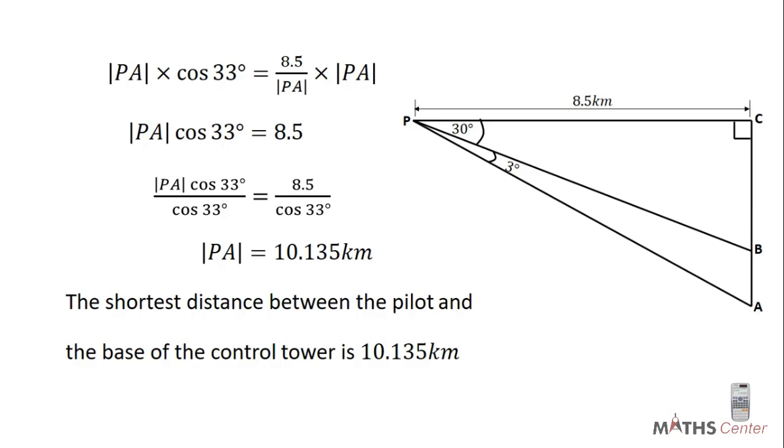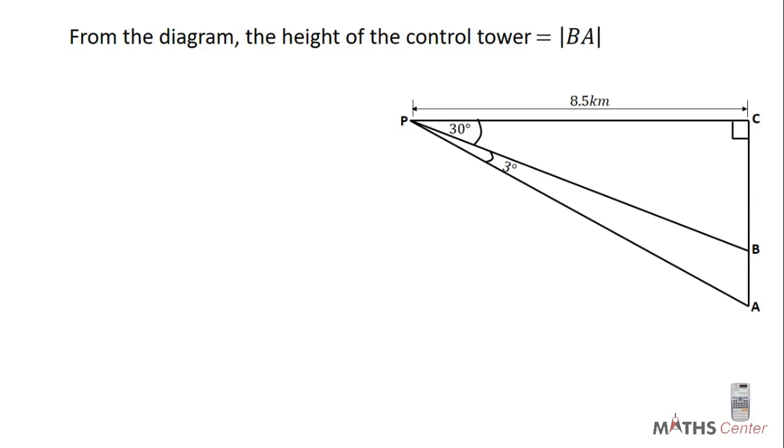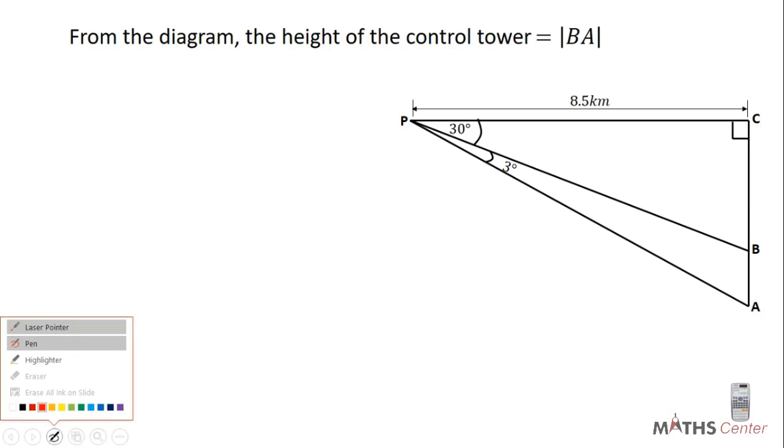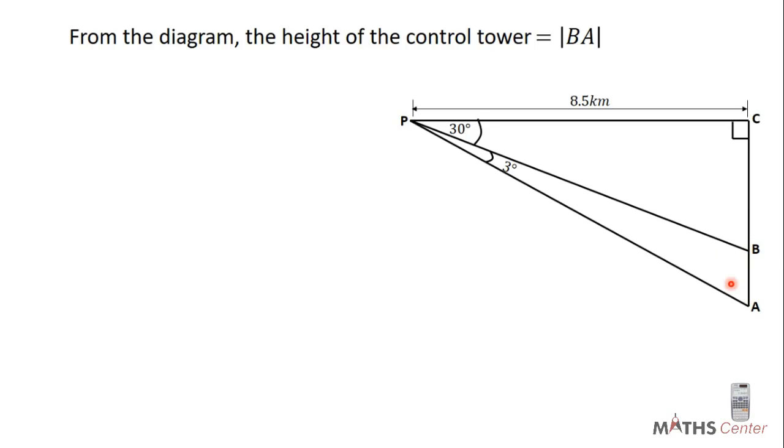Welcome back. In the previous video, we solved the shortest distance between the pilot and the base of the control tower, and we had 10.135 kilometers. We are going to concentrate on the last part of our question, that is the height of the control tower. In the diagram, the height of the control tower is BA. So the height of the control tower will give us BA. So that is what we are looking for.